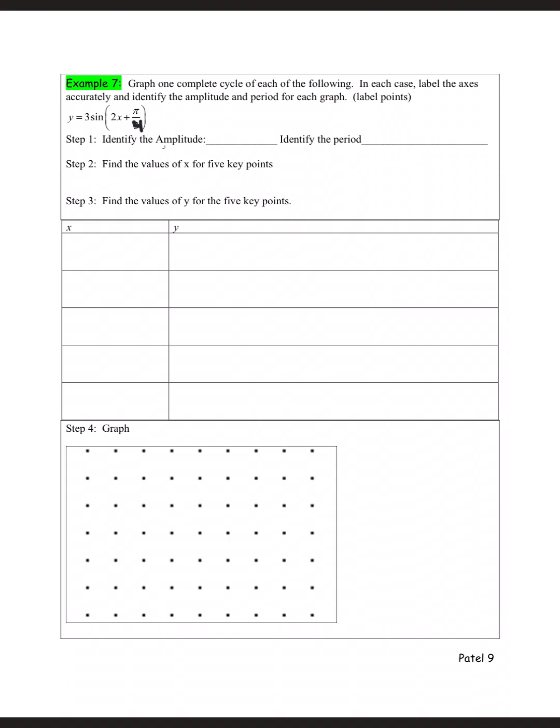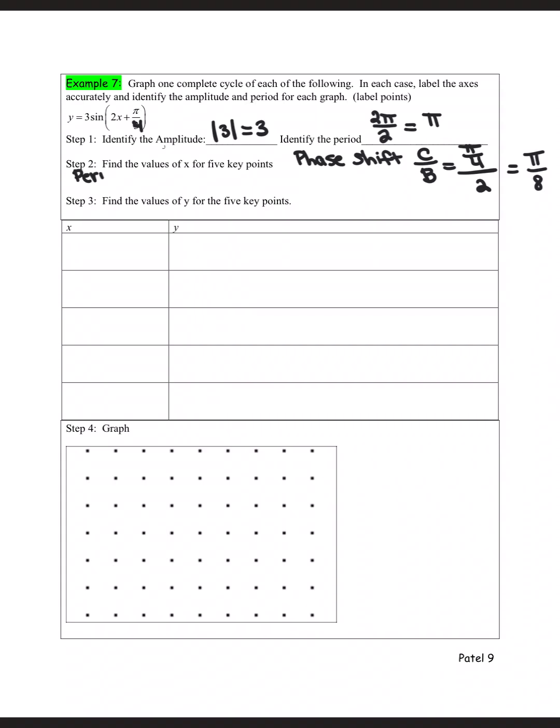Example 7, we're going to graph y equals 3 sine parentheses 2x plus pi over 4. So here the amplitude is the absolute value of 3, which is 3. The period here is going to be 2 pi divided by 2, which is pi. The phase shift, which notice this particular problem has a phase shift, is always going to be c divided by b. So here c is pi over 4. B is 2, so pi over 4 divided by 2 will give me pi over 8.